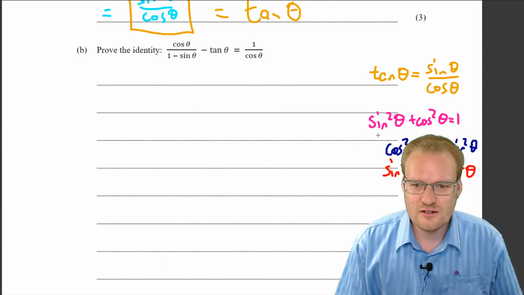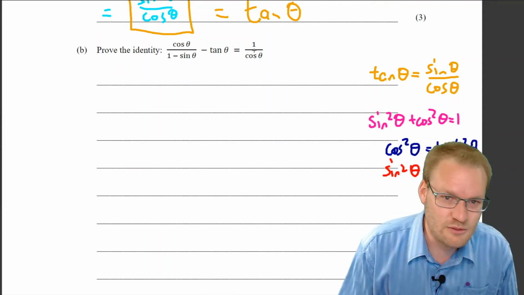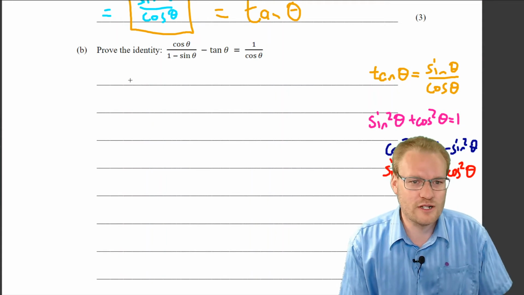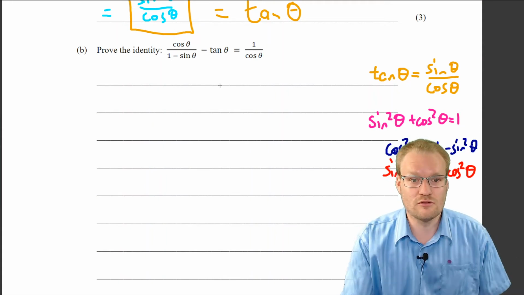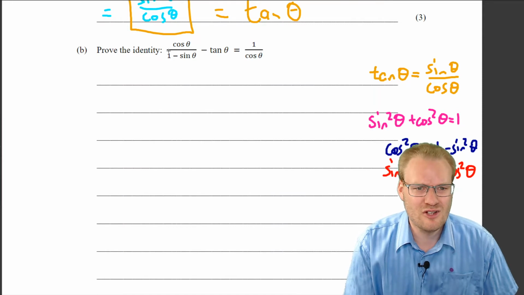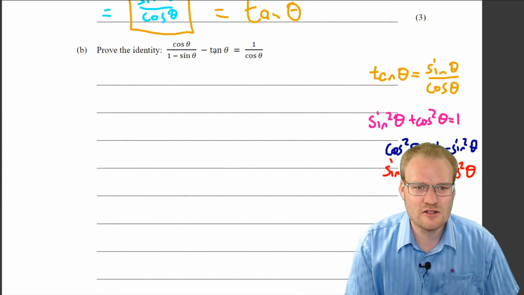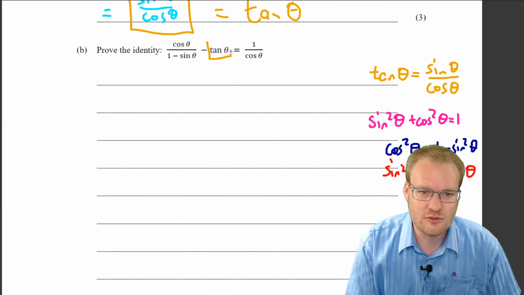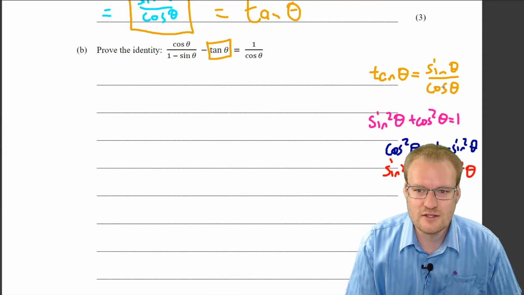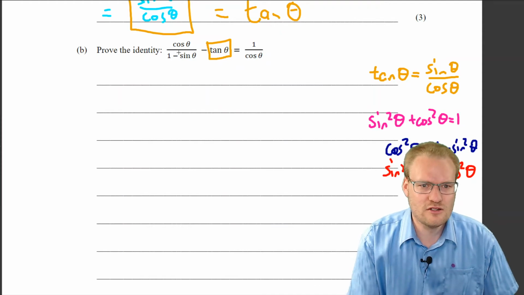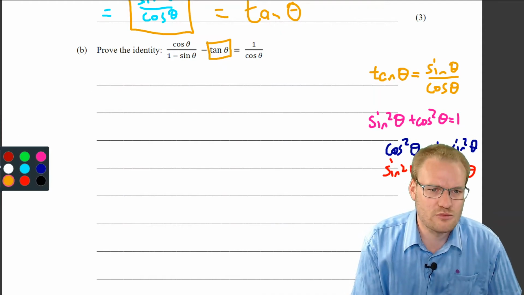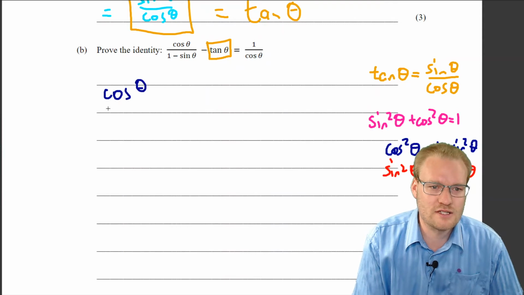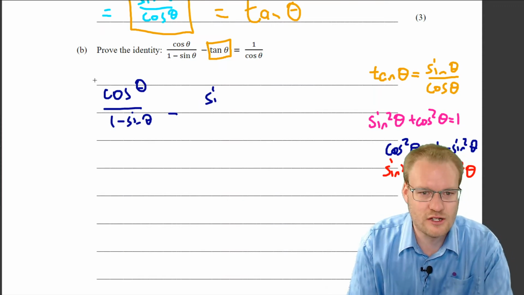As we said, nothing suddenly jumps out for these three, but we're going to choose one side. Which side are we going to choose to simplify? Definitely the left-hand side, because it looks more complicated and there's a tan theta, so we can replace tan theta with sine theta over cos theta. So just rewrite the equation: cos theta over 1 minus sine theta minus sine theta.